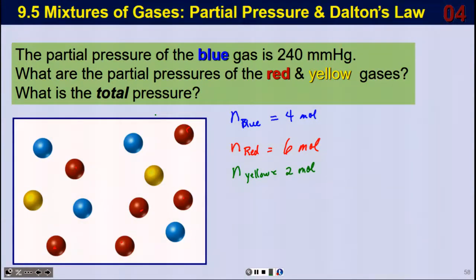The total and the fractions. The total number of moles here is going to be 12. Easy math. We don't have to think too hard to get this kind of calculation.